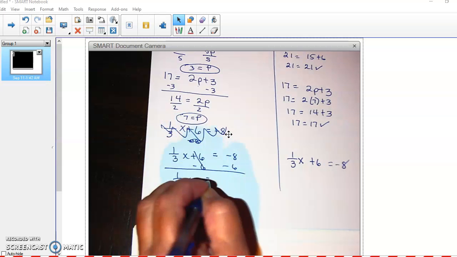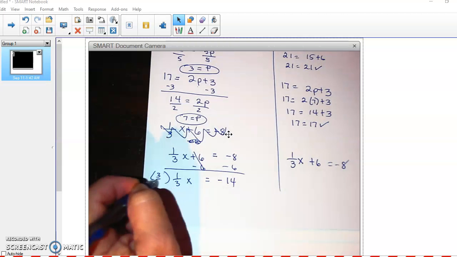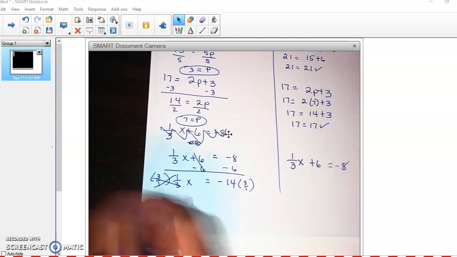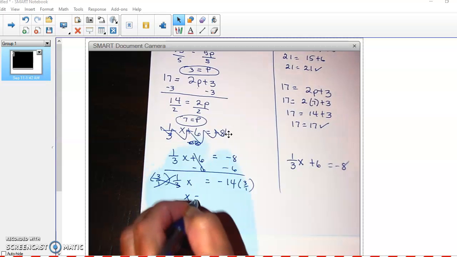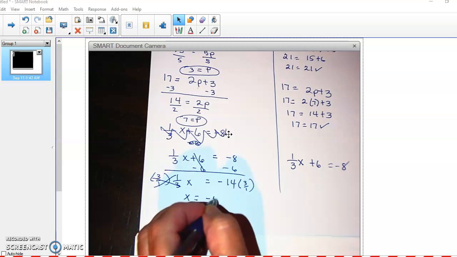Cancel. And here's our fraction, so we multiply by the reciprocal, or just you can say 3. I'm going to show it. So it's cancel. And -14 times 3 is -42.